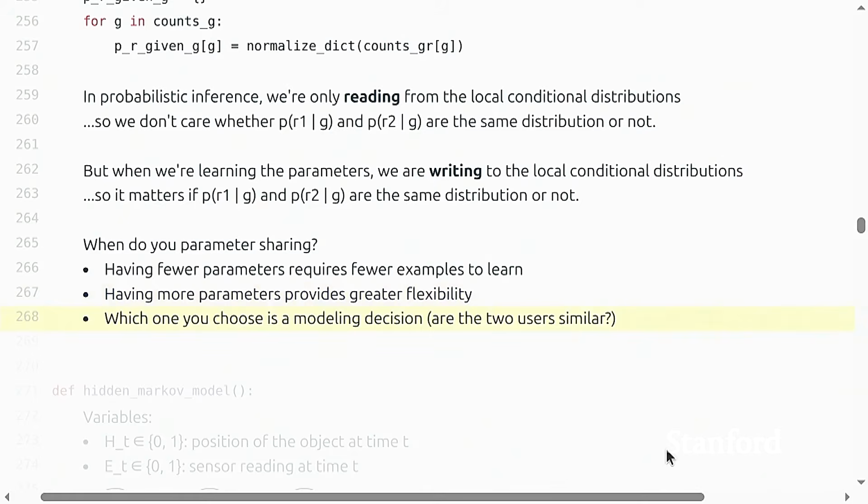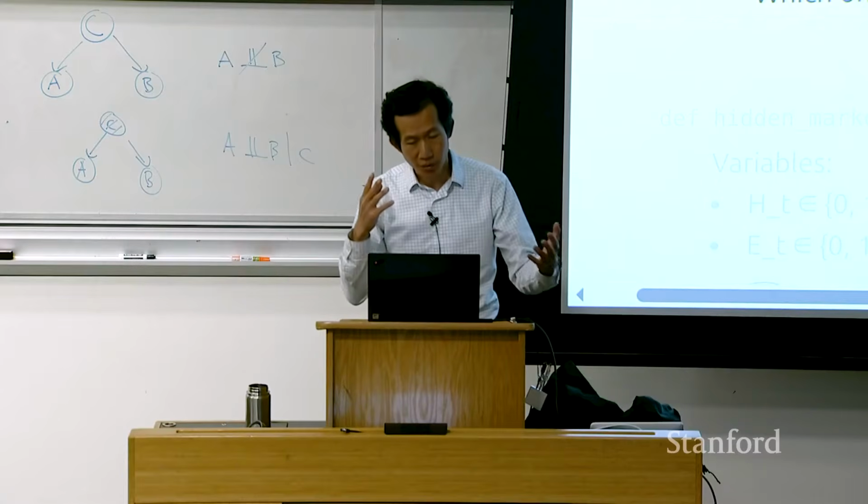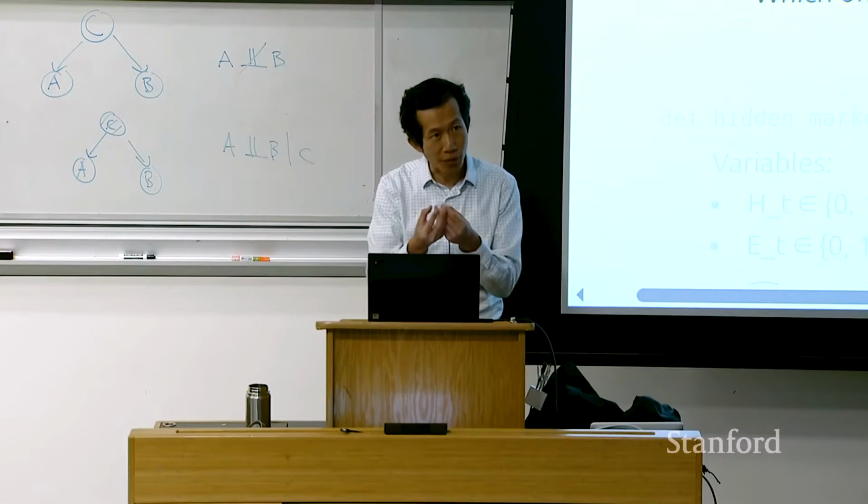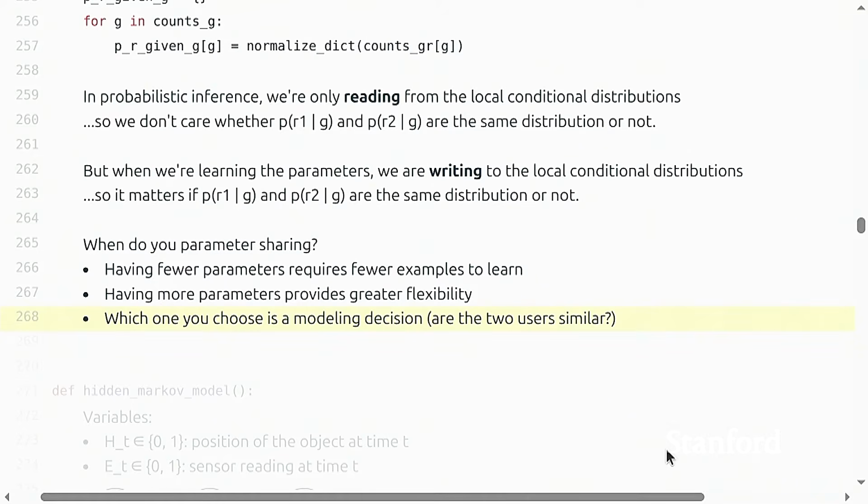So which one you choose is a modeling decision. On one hand, you're trading off whether the two users are similar, which is the point brought up earlier, compared to how much data you have on a user. If you have a lot of data, you can afford to split and have many more parameters. But if you don't have very much data, you need to be very stingy with your parameters.